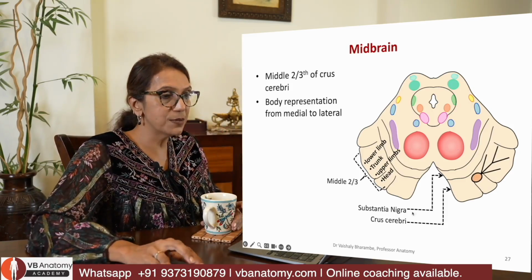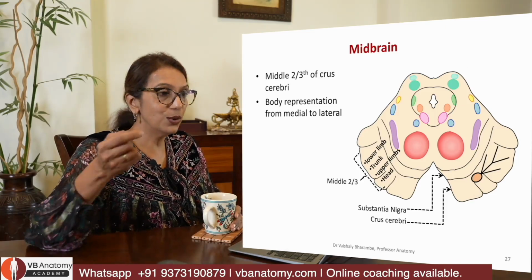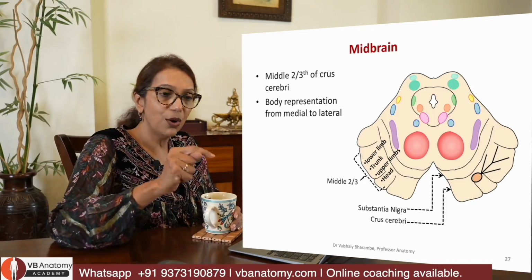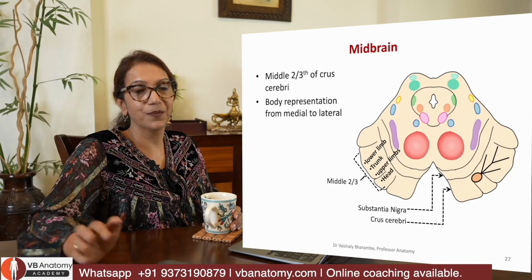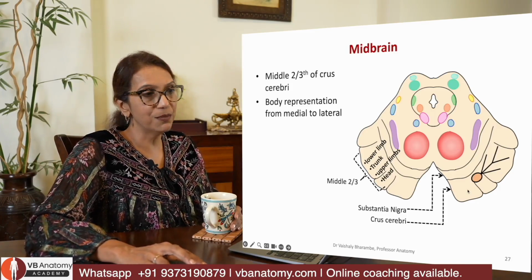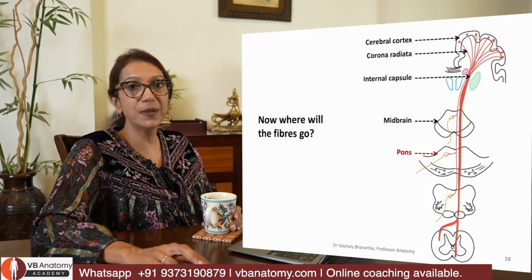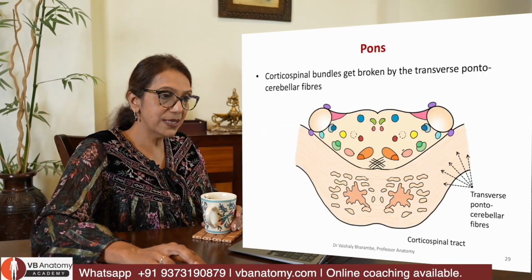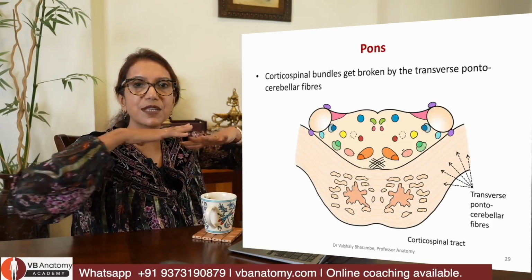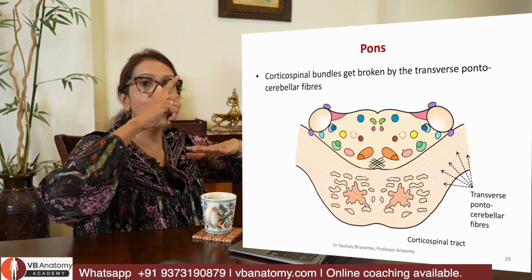Because suppose the lesion is medial, the head region will show the lesion, not the rest of the body. So, this is called somatotopic representation of body. You must always know this everywhere. So that these fibers now pass through the crus cerebri of midbrain. Now they descend down to the pons. What happens in the pons? As you know, pons consists of transverse fibers. Pons is an area where there are a lot of transverse fibers passing through into the opposite side cerebellum.